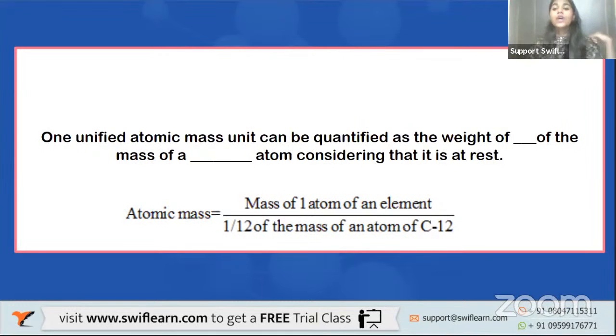Okay, so we are considering carbon 12 to be a standard. One unified atomic mass unit we are defining based on a carbon 12 atom. We are taking the carbon 12 atom as a standard, and one atomic mass unit is the weight of 1/12, that is 1 divided by 12, of the mass of a carbon atom. Now, I know it's not very clear. Let us dig in a little deeper to understand the definition of atomic mass unit.